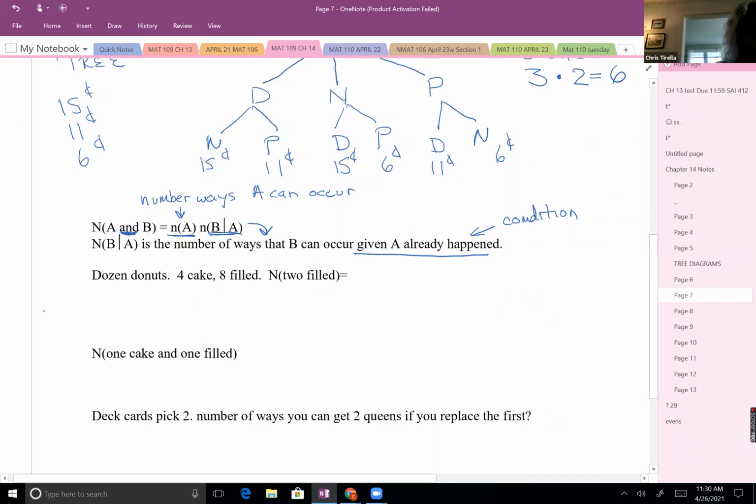So let's say we have a dozen donuts. Let's say there are 4 cake donuts and 8 filled donuts. And we want to know the number of ways we can get 2 filled donuts. Well, how many filled donuts are there? 8. So we picked out 1 filled donut.